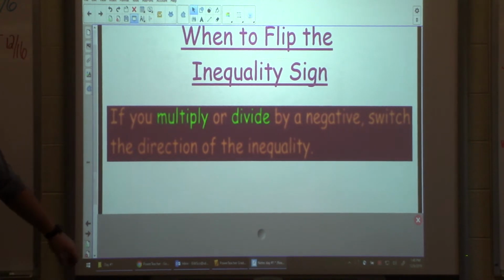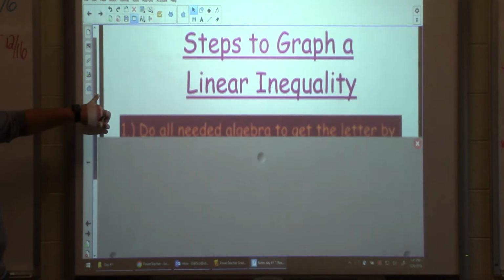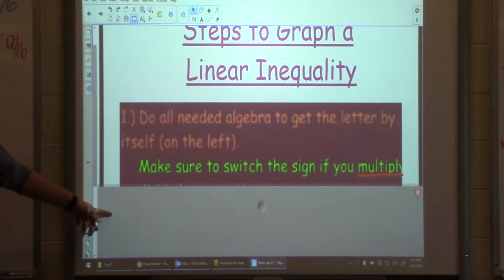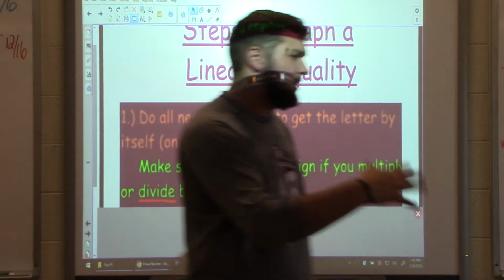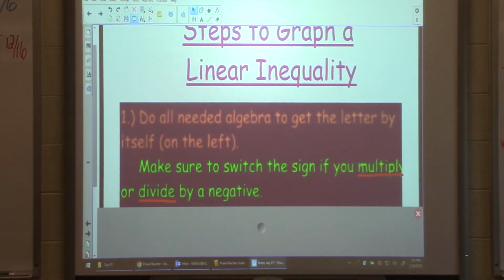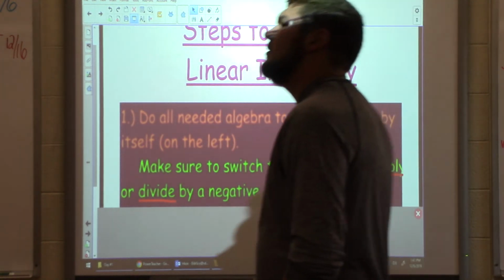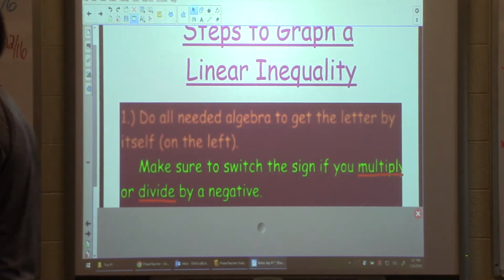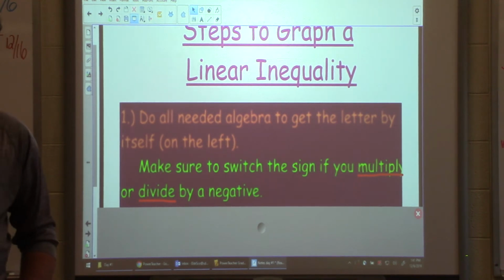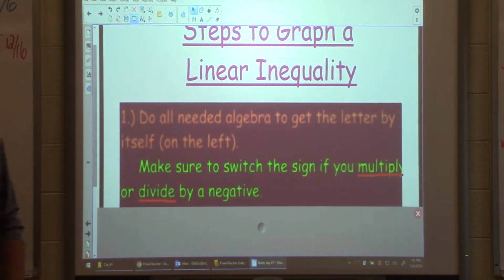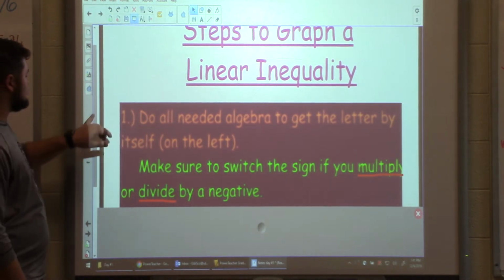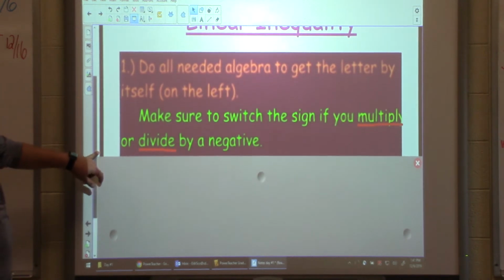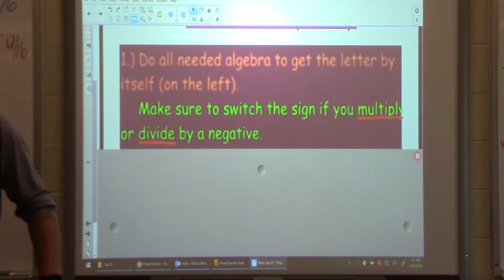Okay. Alright, so then our steps to graphing the linear inequality. We're talking about solving. Step 1: do all your needed algebra to get the letter by itself. We always say on the left. Am I going to be that big of a stickler if you do it to the right side, where you have like 3 is less than x? Am I going to mark it wrong? No. Probably not. Do I prefer if you get them all to the left side, since x is greater than 3? Of course. But I'm probably not going to mark it wrong. I'm not that big of a stickler about it. So make sure you get that x or whatever variable you're using by itself. And make sure you switch the sign if you multiply or divide by a negative.